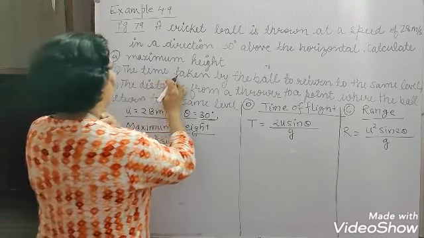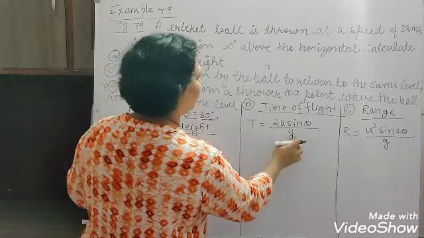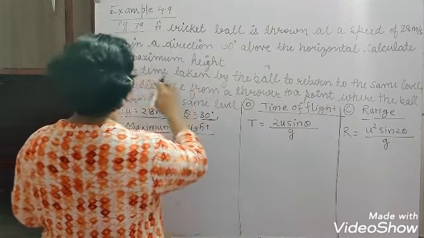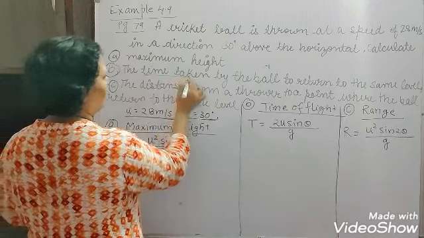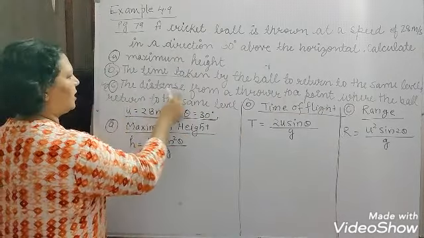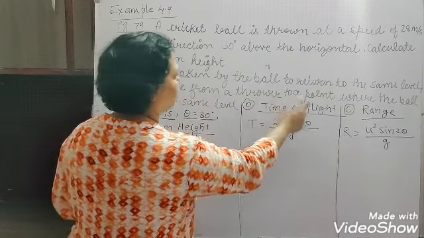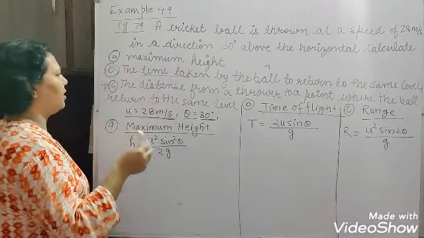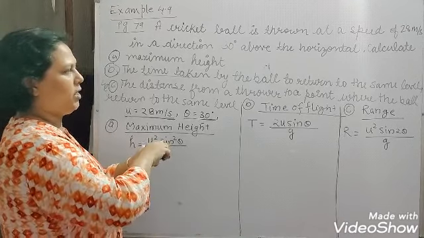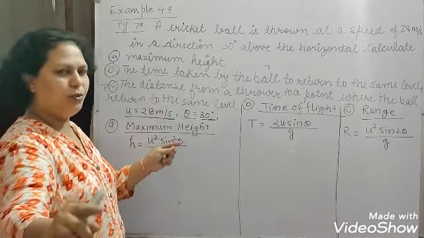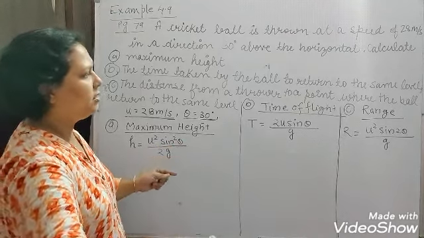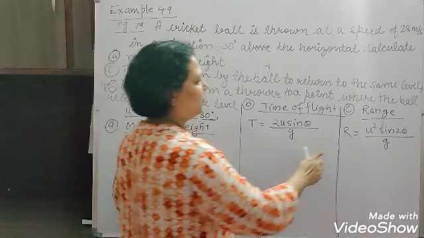Then we have to calculate the time taken by the ball to return to the same level, that means the time of flight. And the distance from the thrower to the point where the ball returns to the same level. That means if it is thrown from this point and it comes back to the same horizontal level, that is the range. We have to calculate the range here.